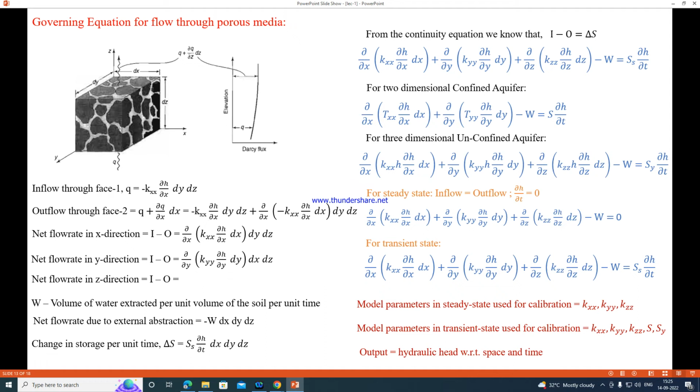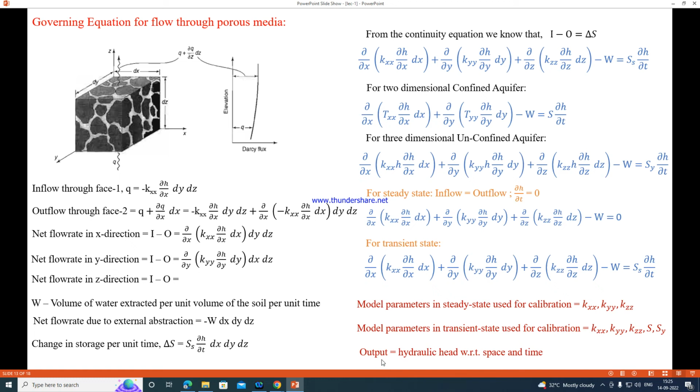See, when you are dealing with steady state, there is no Sy, Ss. There are no storage parameters. Only transmissivity parameters exist here. So you can use only Kxx, Kyy, Kzz during calibration. What about model parameters in transient state used for the calibration? See, here the Ss, Kzz, Kyy, Kxx, all these terms are used for the calibration in the transient state.